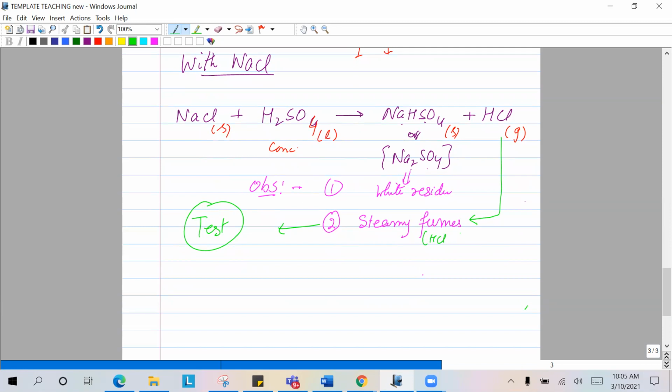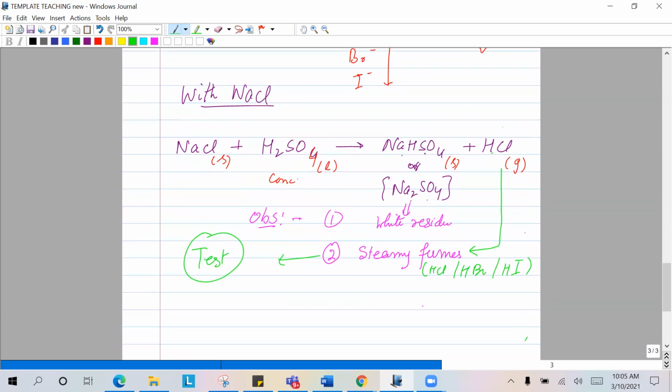If you were doing this reaction with NaBr, or there is somewhere HBr gas formed, it will also be steamy fumes for HBr, and in the same way for HI. So steamy fume is an indication of the hydrogen halide gas being produced. So in your exam, they need this word steamy fumes, which indicates that too much steam will be coming out. We will learn how to test whether it is actually HCl or some other thing. Another thing is we need to figure out whether this is a redox reaction or not.